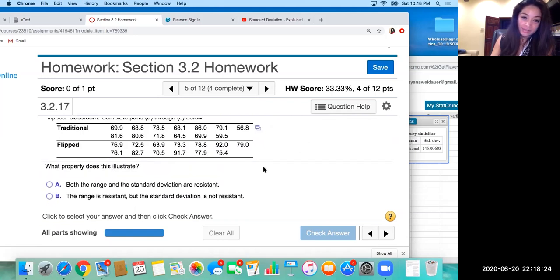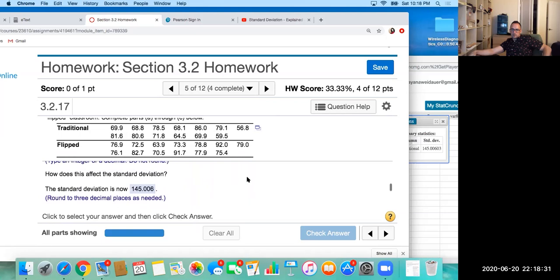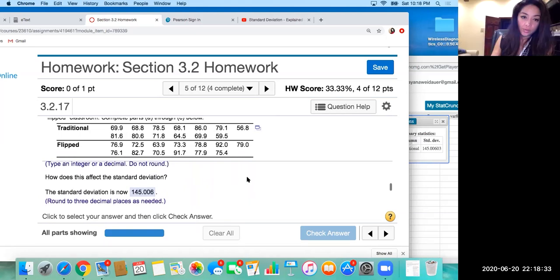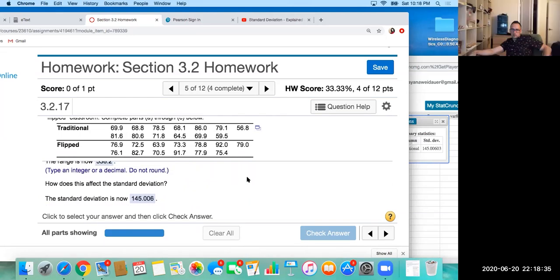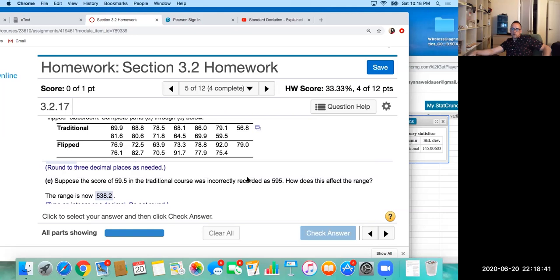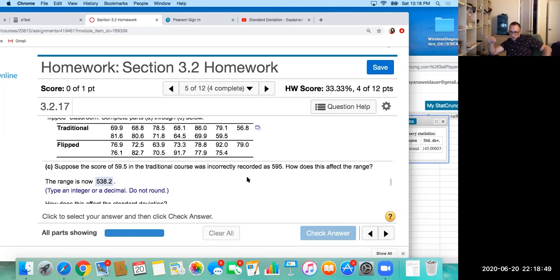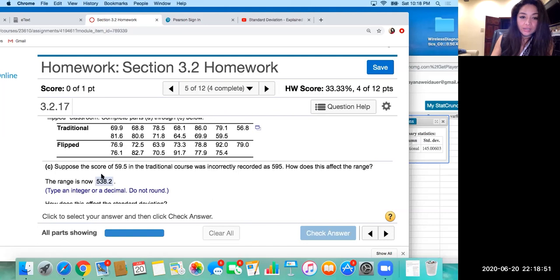What property does this illustrate? Scroll up a little bit. Go up a little bit more. What did we do again? Okay, so we replaced 59.5 with 595. And what did it do? Now go down. What happens? You changed it to the range.